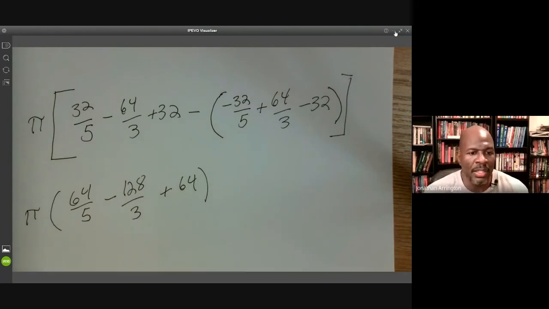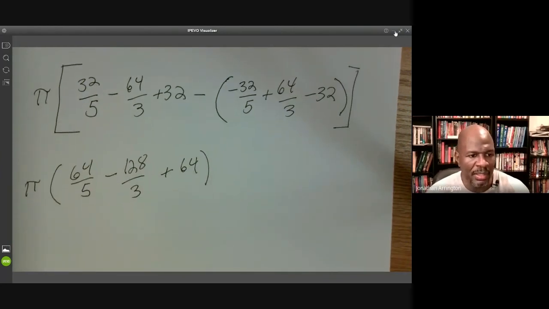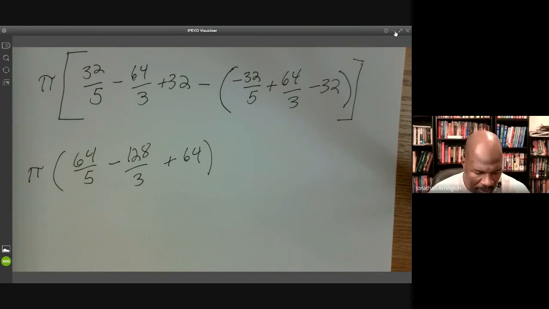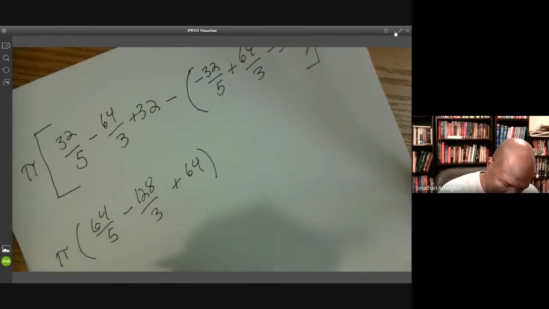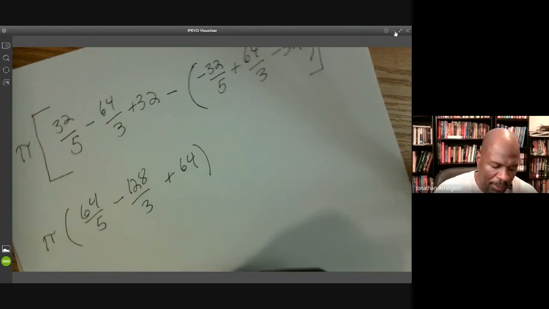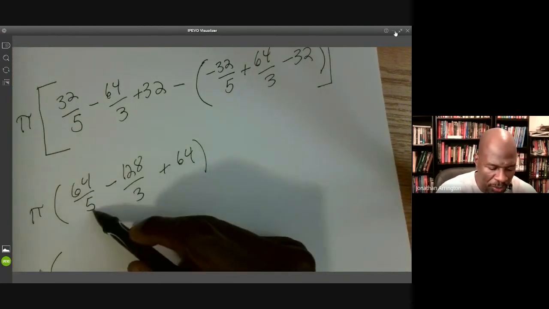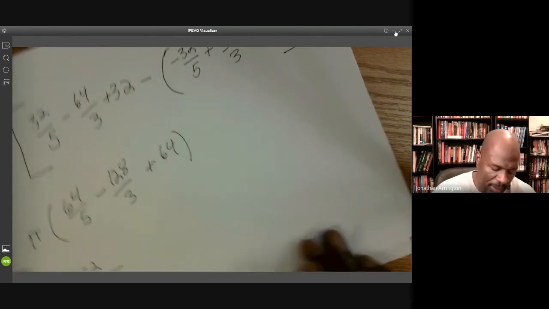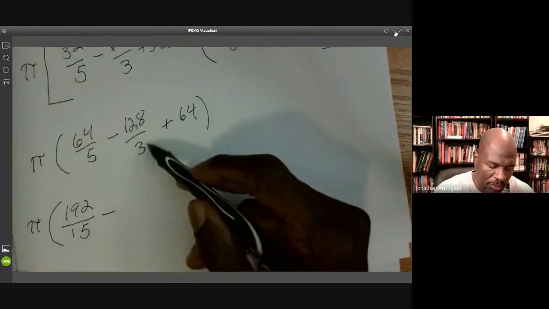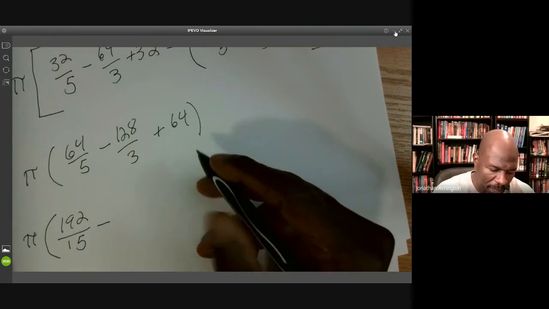All right, so we need to add all these guys up, and there I started leaning again. It was just a matter of time. We need to find a common denominator. That common denominator would be 15. So pi, so I'm going to really concentrate on making this straight. So the 64 over 5, I'm going to multiply top and bottom by 3. So that's 192 over 15 minus the 128 over 3. I'm going to multiply top and bottom by 5.